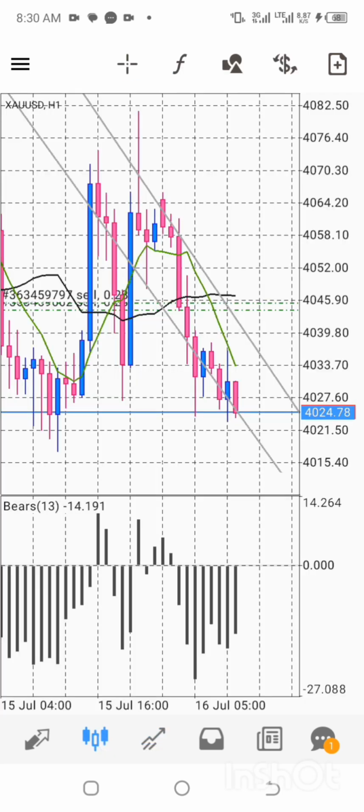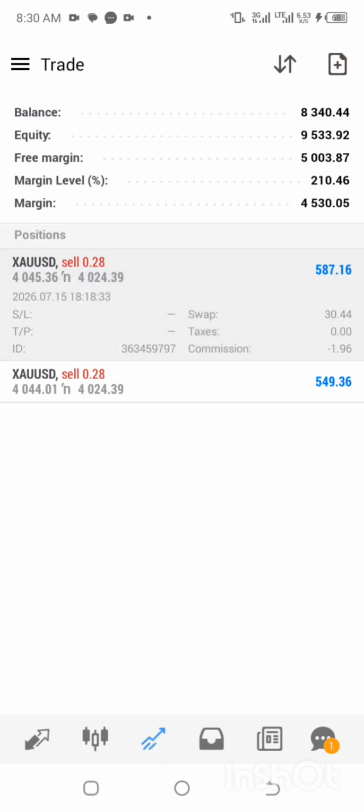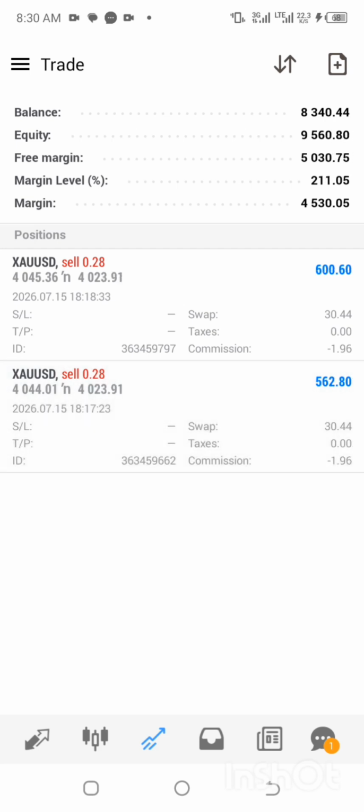So what you do is this. Now you can see that I have two trades running. Look at it, I have two trades running, and they have different numbers. They have different trade IDs. The first one is 3634 and so on, up to 797. The second one has last four digits 9662. So there are two trades running with two different trade IDs.